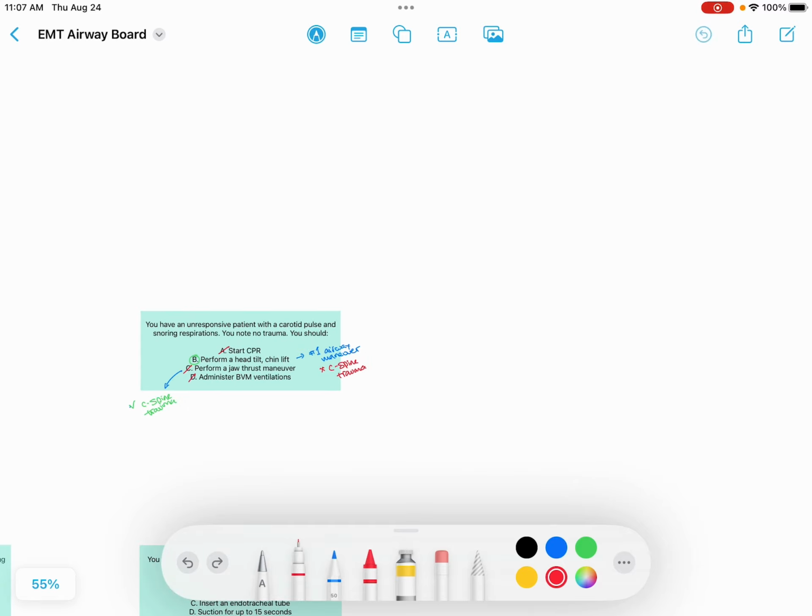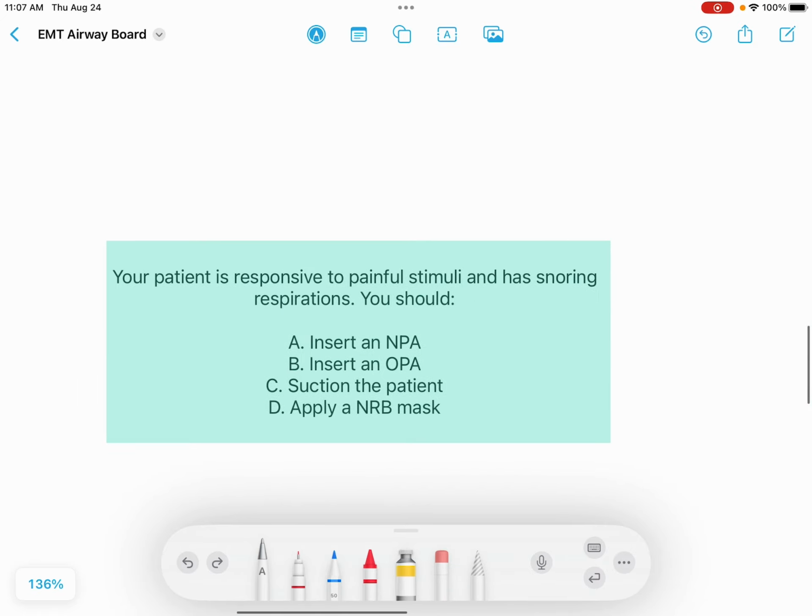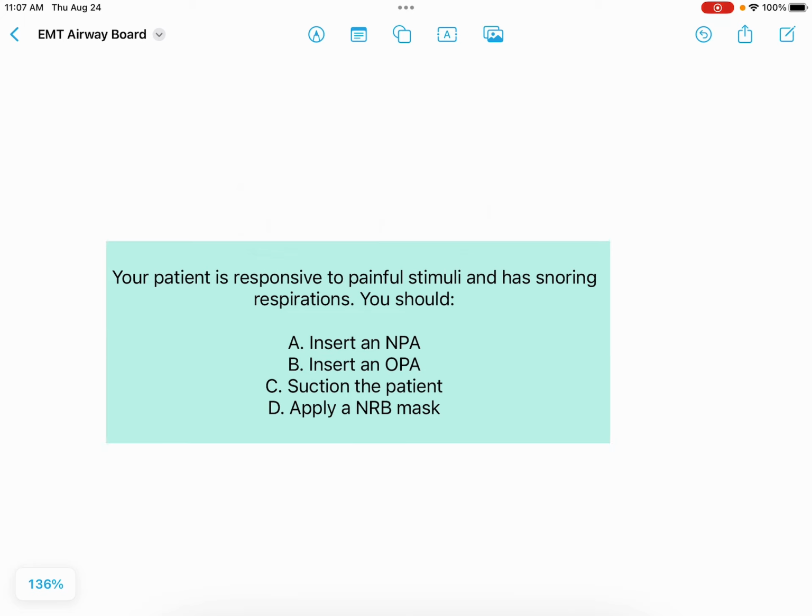Oops. All right. Uh-oh, we've got to put that back. There we go, that's easier to see.